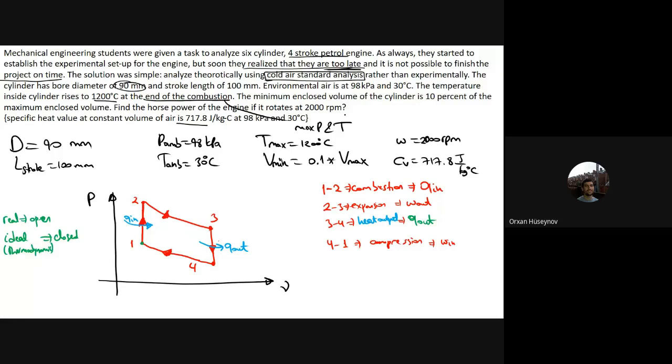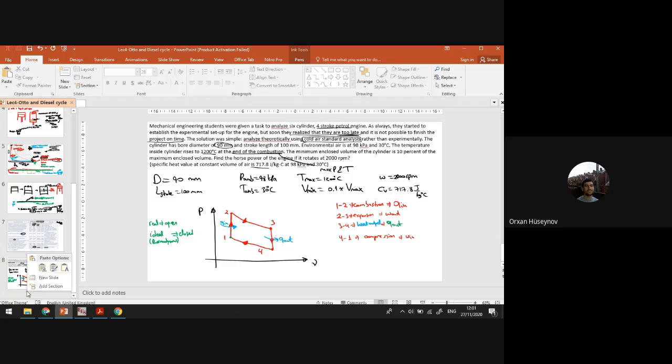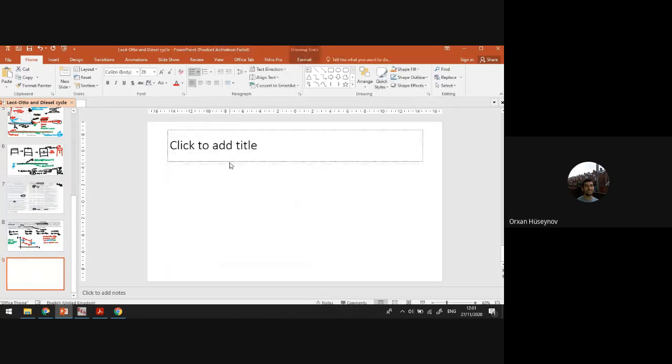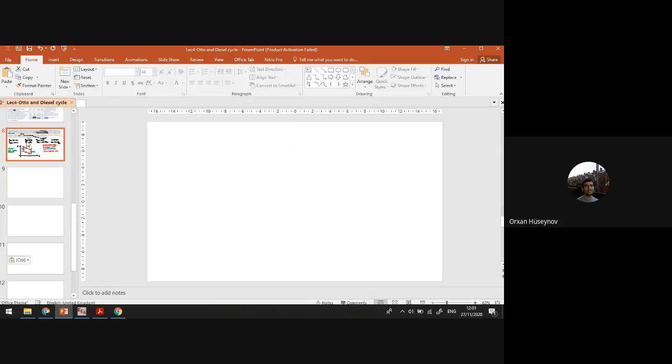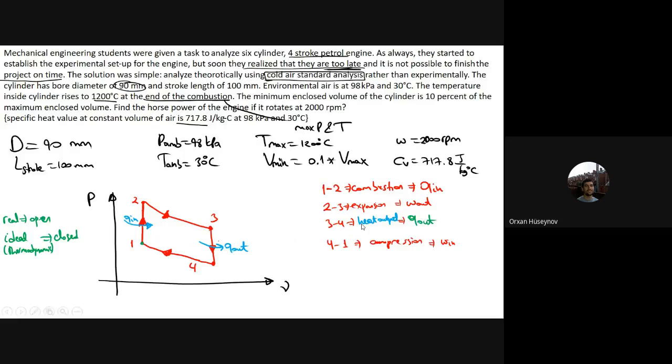So firstly, the question says that we are using the air standard analysis. So what is that? Let me add this line here. But we don't have that, so we have to use the cold air standard analysis. What it means is that you can calculate the properties of the air at the environmental values.